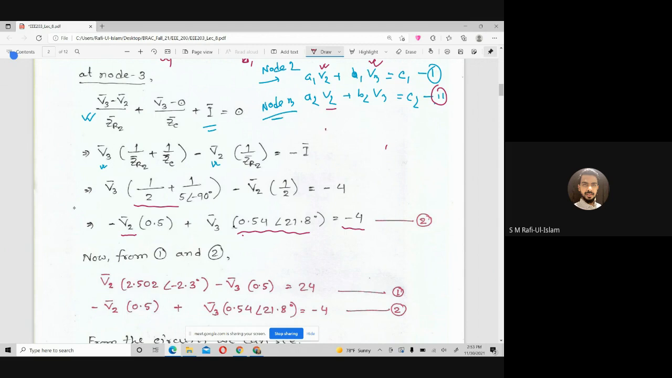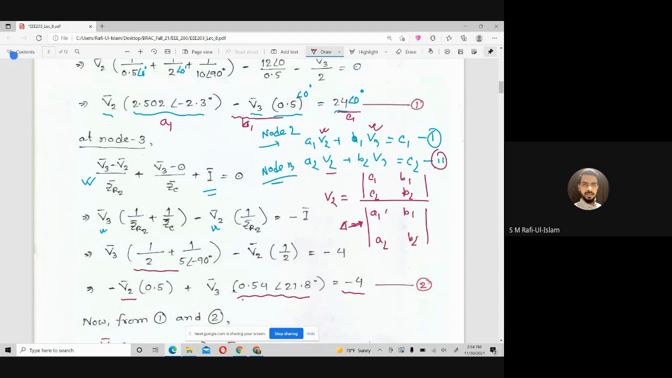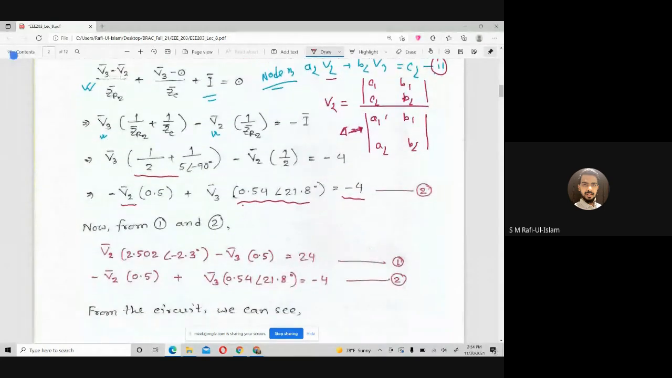So from here we can easily calculate V2. V2 would be nothing but the determinant: del is A1, B1, then A2, B2. And for V2, it would be C1, C2, then B1, B2. Do you understand these rules? We have probably already learned Cramer's rule. Now you all know the coefficients A1, B1, C1, A2, B2, and C2, so we can easily calculate V2. Similarly, we can calculate V3 using the same Cramer's rule.